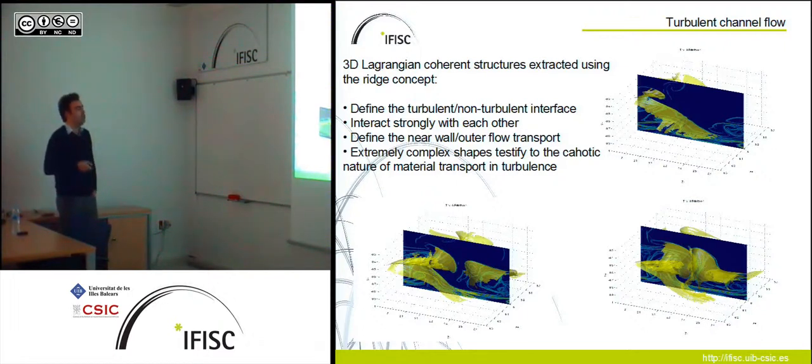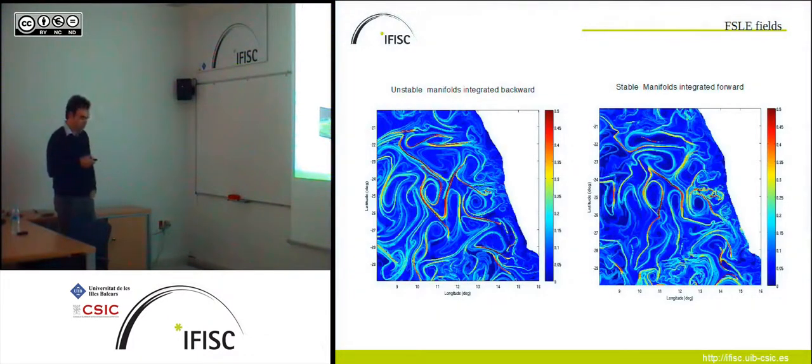Okay, so we were quite satisfied with these results, with this application of this method to extract the ridges. Of course, when we finished this, we had more questions than when we started, so this is work that will continue, I'm sure. But now, let me take you back to the FSLE fields. This is a repetition just to bring you down to earth.